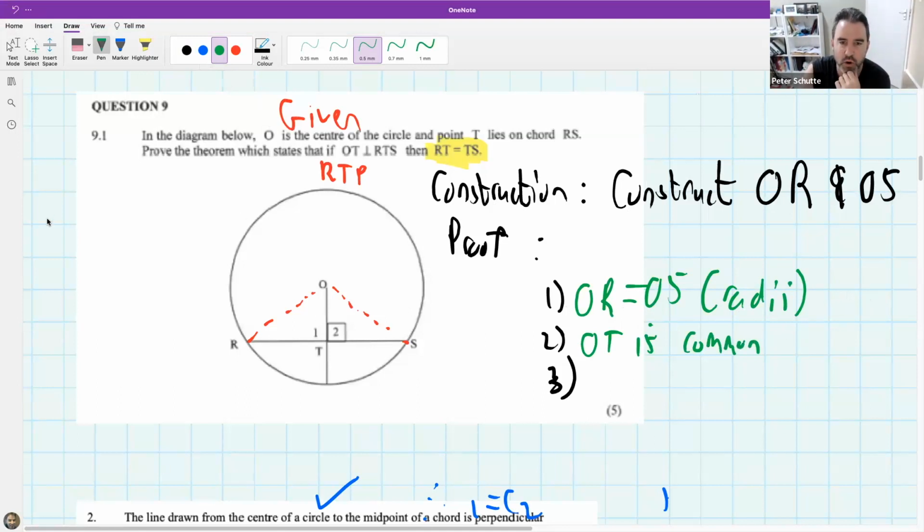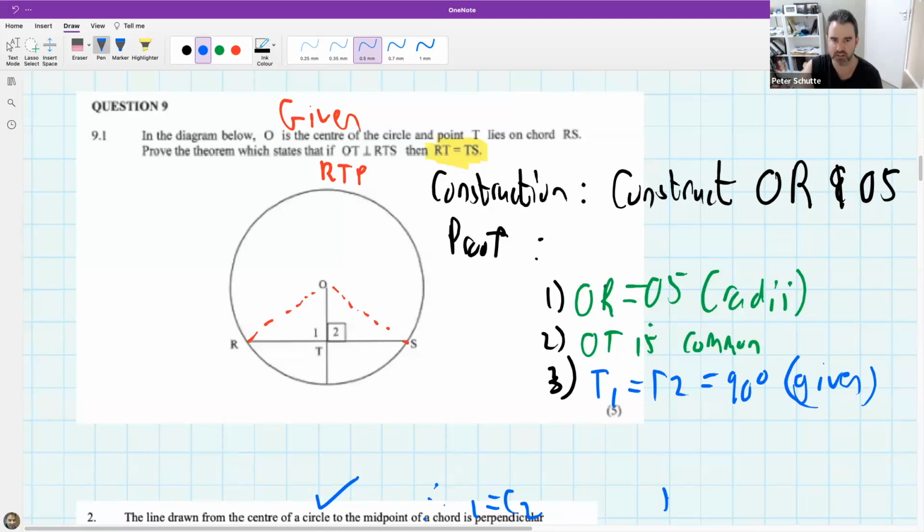Perfect. And then what would the last bit of information be that we would use here? T1 is equal to T2. Yeah, given. So the important bit is T1 equals T2, but it's 90 degrees. So we know that these are perpendicular. Thank you so much. That was awesome.